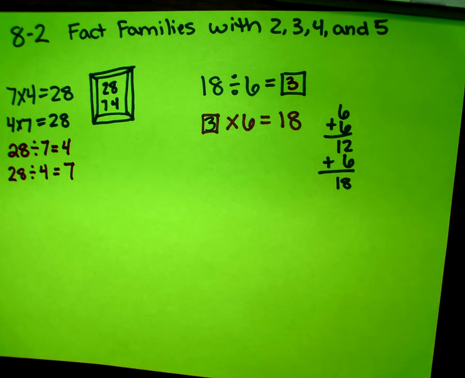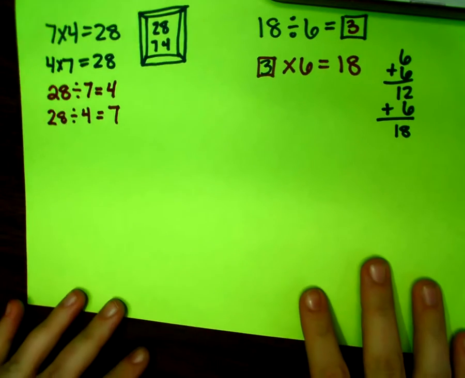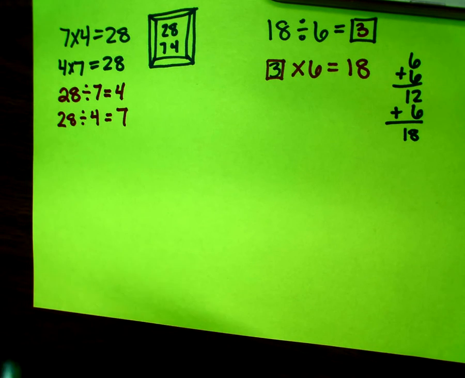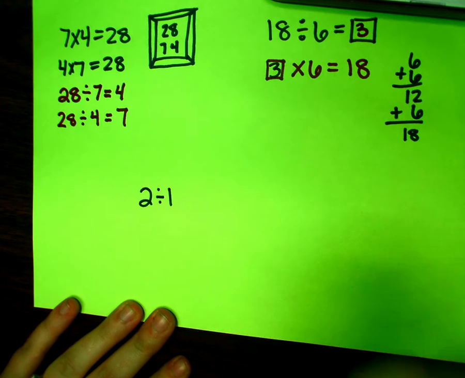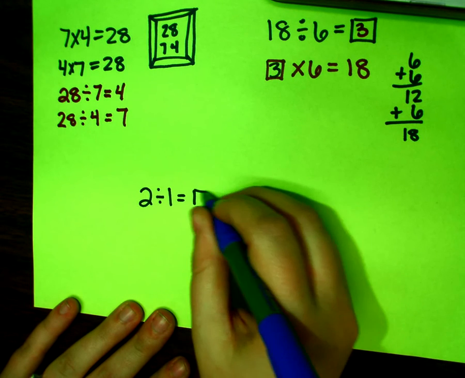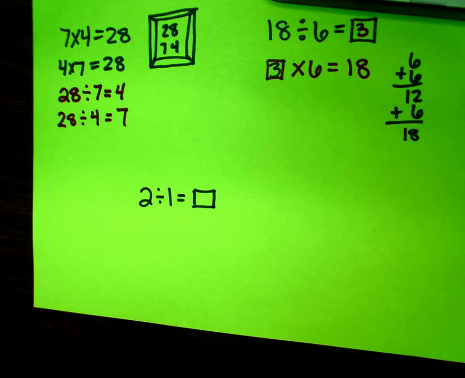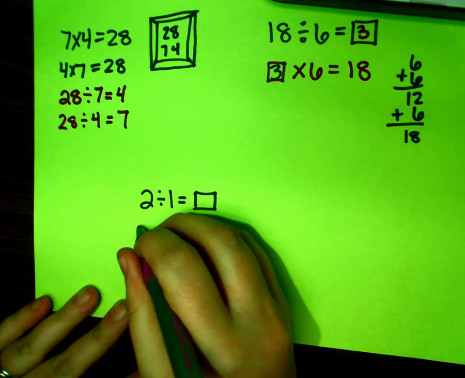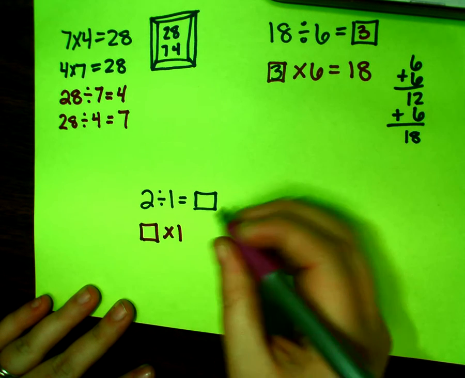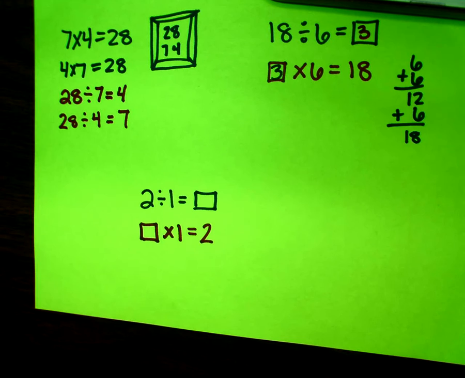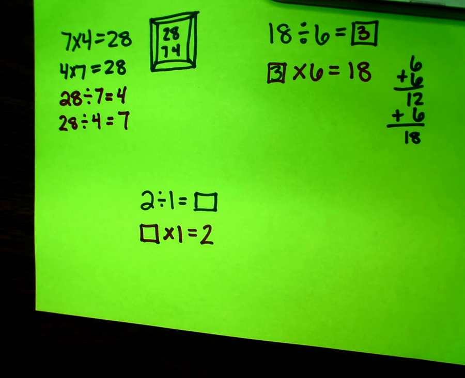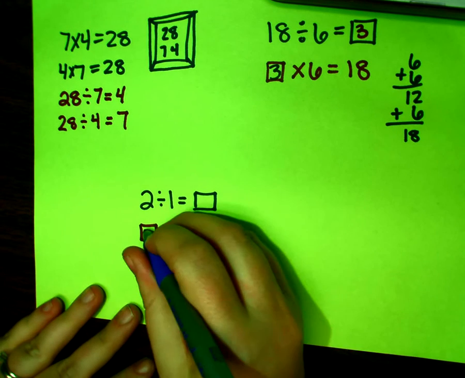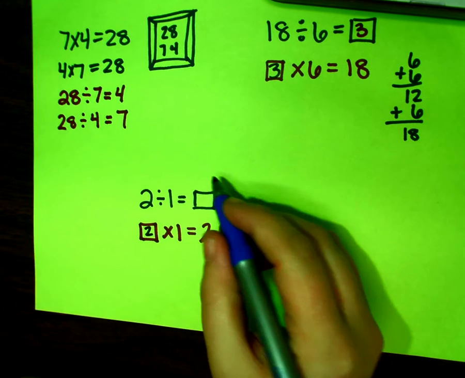Let's do one more example, or I will do it for you. This one we're going to make it super easy. We're just going to do 2 divided by 1 equals something. Multiplying by 1 is pretty easy, so let's think of it as multiplication. Something times 1 equals 2. Well, how many times would I have to count by 1 until I get to 2? 2 times. 2 times 1 is 2. So that means 2 divided by 1 equals 2.